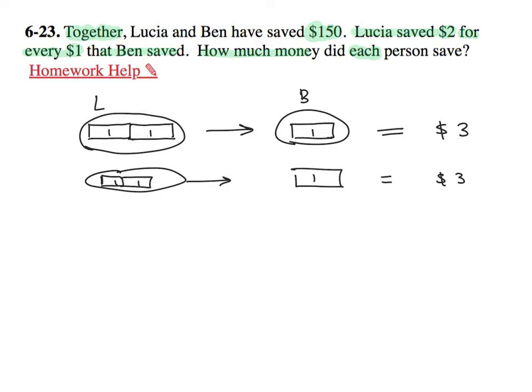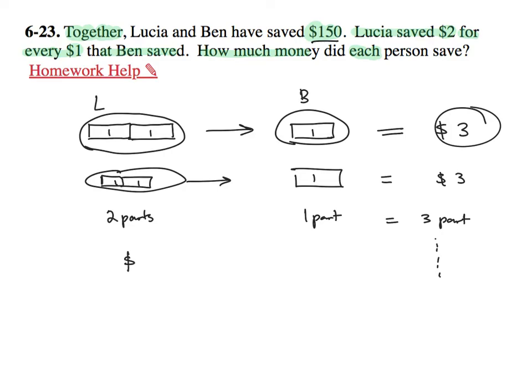So our problem, in a way, is in groups of 3, because 2 parts, or $2 for Lucia, and 1 part for Ben makes 3 parts. So what do you think? How is that 150? If we keep going, and we could use a table to organize or a picture, whichever way you see it, it is counting by $3, so in groups of 3.